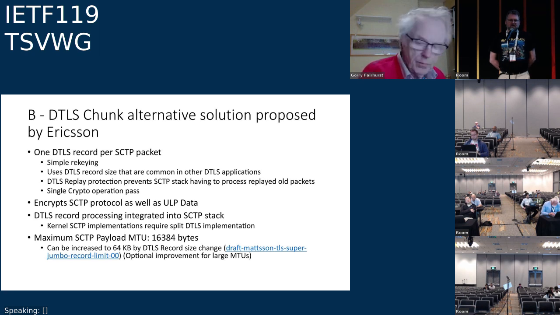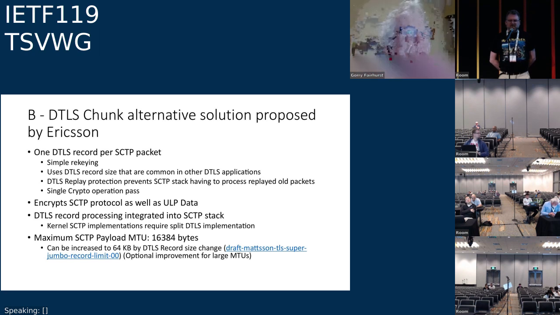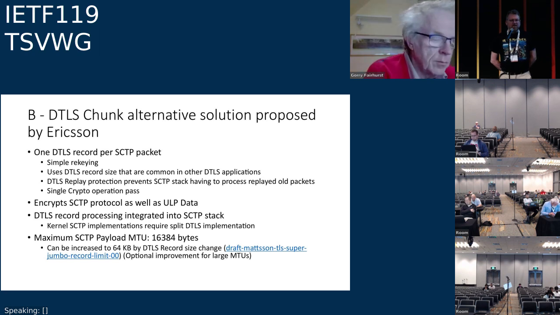Simple rekeying because it's done in transmission order. We are using DTLS record sizes that are on IP MTU size level, which is common to other DTLS applications. The point here is that an off-the-shelf DTLS stack is likely to just function with these requirements. And then we also get the DTLS replay protection, preventing the SCTP stack from having to process replayed old packets. So it actually improves the SCTP stack's protection from attack.